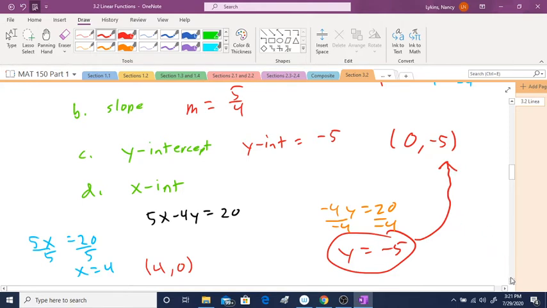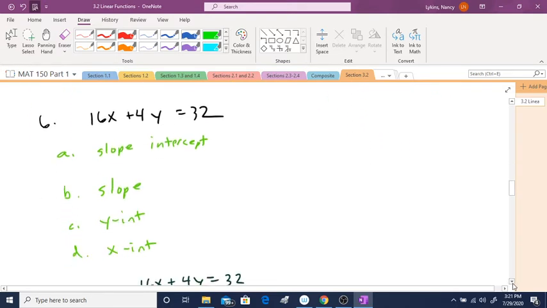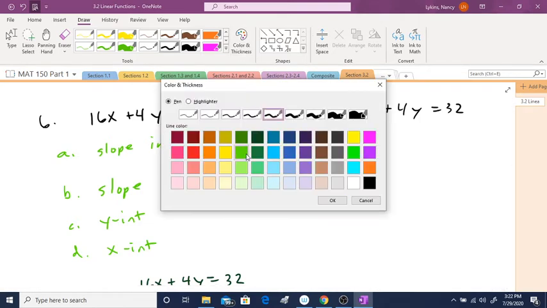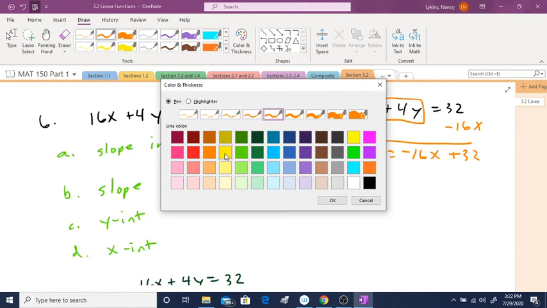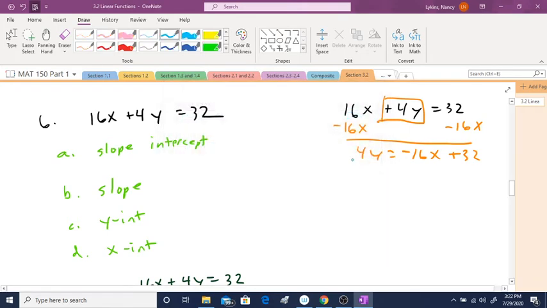Now what I want you to do on this next example is the exact same setup. Push pause and go ahead and work this out. So remember, the slope-intercept form, we're trying to define y, so I'm going to protect it. By doing that, I want to get rid of the 16x, move it to the other side by subtracting it. You do the opposite. So you have 4y equals negative 16x plus 32, because 32 is positive. Then I want to divide by 4.